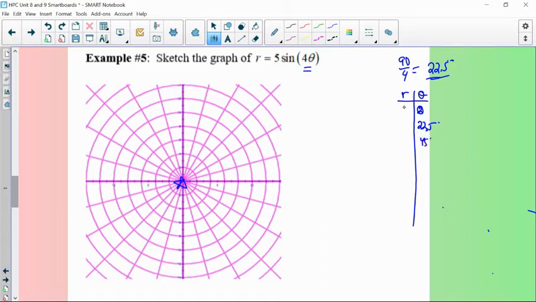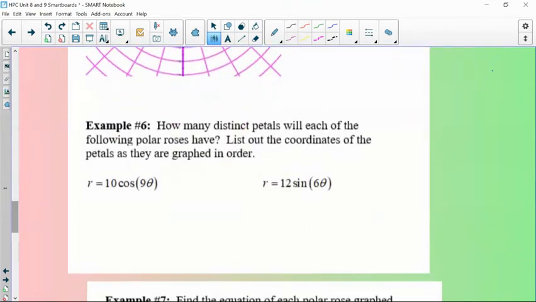Sine starts at the origin, so that's 0. At 22.5 degrees, we're at the maximum, which is 5. Another 22.5 degrees would be at 0. So you could continue to do that, and I think maybe I'll just leave that as an exercise and look at the next example together with you just to solidify this.